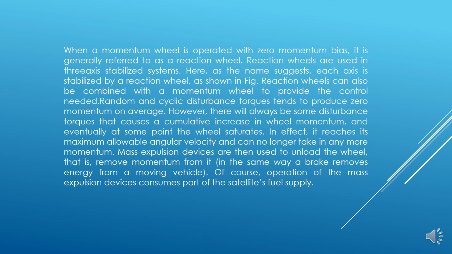Random and cyclic disturbance torques tend to produce zero momentum on average. However, there will always be some disturbance torques that cause a cumulative increase in wheel momentum, and eventually, at some point, the wheel saturates. In effect, it reaches its maximum allowable angular velocity and can no longer take in any more momentum. Mass expulsion devices are then used to unload the wheel, that is, remove momentum from it in the same way a brake removes energy from a moving vehicle. Of course, operation of the mass expulsion device consumes part of the satellite's fuel supply.